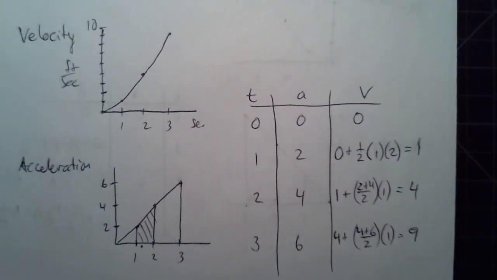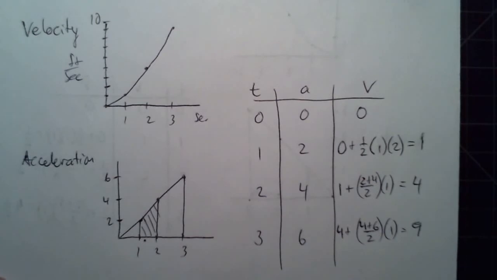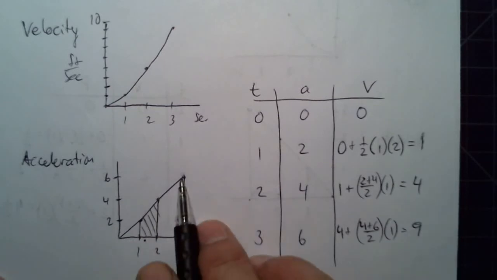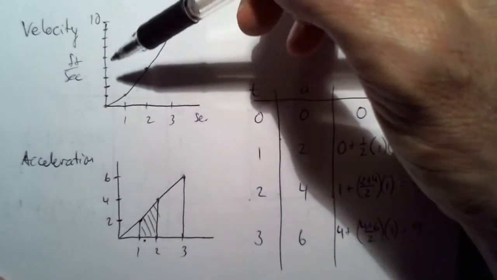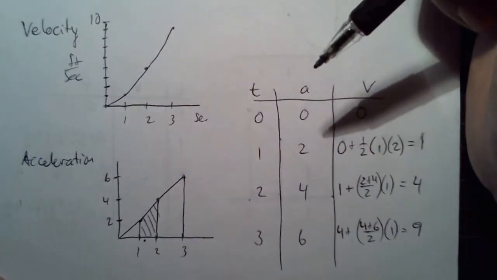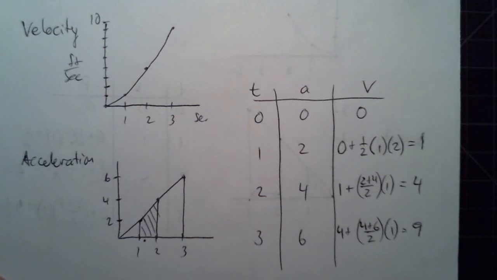We can describe this motion just by describing acceleration. What's happening with acceleration? It starts at 0 and it goes to 6 feet per second squared over 3 seconds. And we can say that the velocity starts at 0 and increases to 9 over the same 3 seconds.